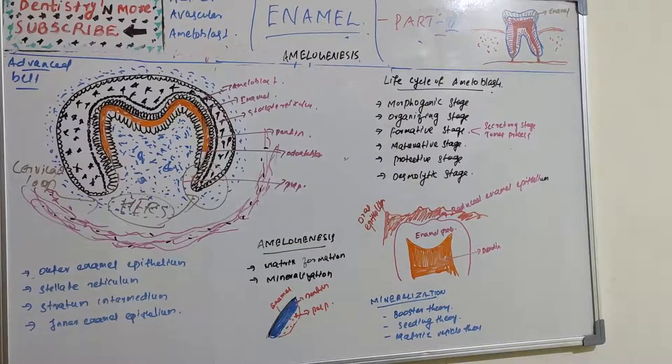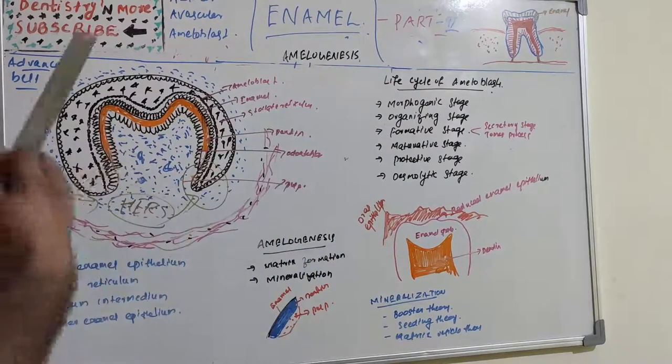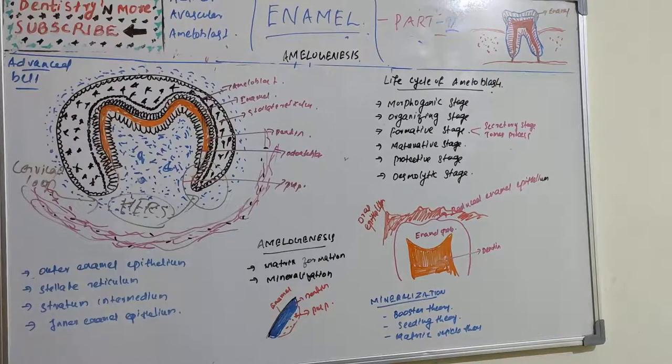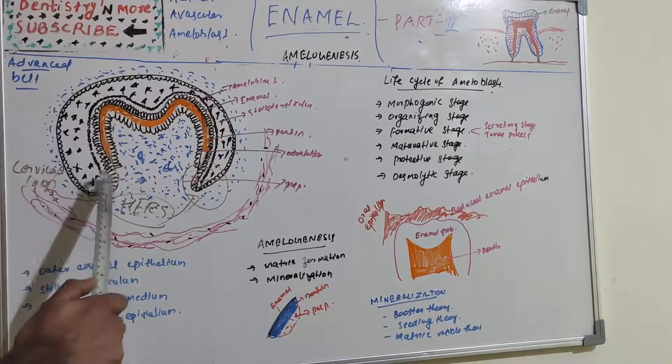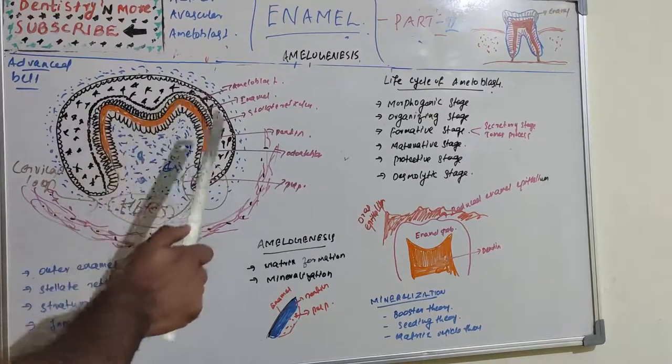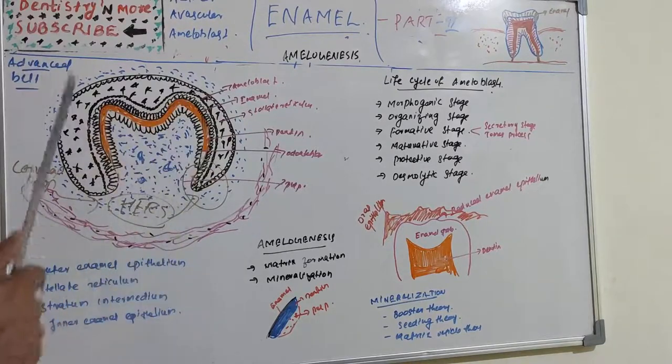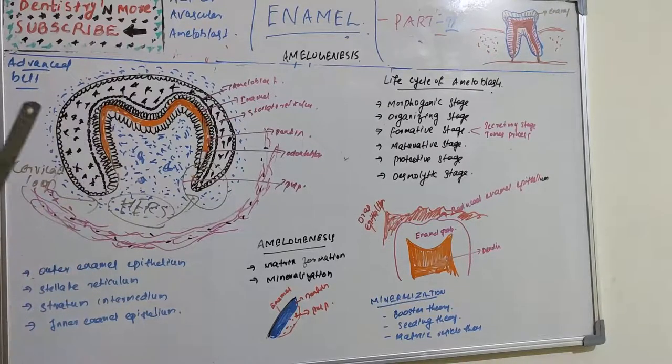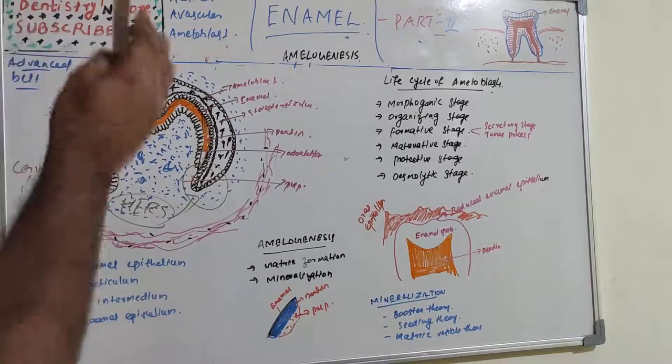Okay. And the morphogenic stage, which is before the ameloblasts are fully differentiated: inner enamel epithelium interacts with adjacent mesenchymal cells, determining the shape of dentinoenamel junction and crown. Okay, so during this stage, cells are short, columnar, and have large oval nuclei, which fill almost the entire cell body.